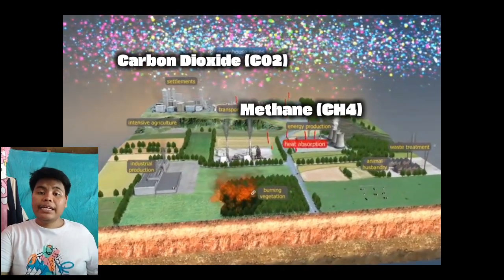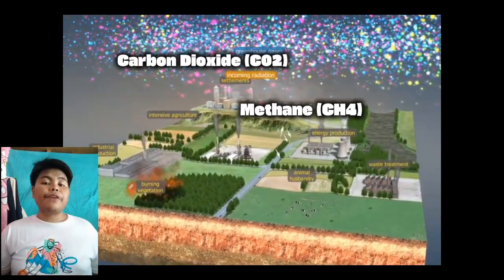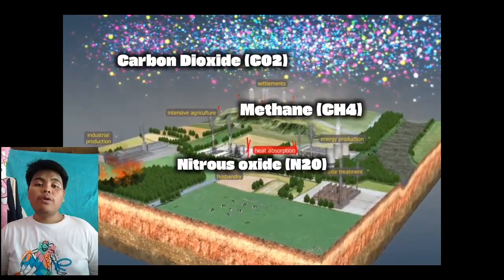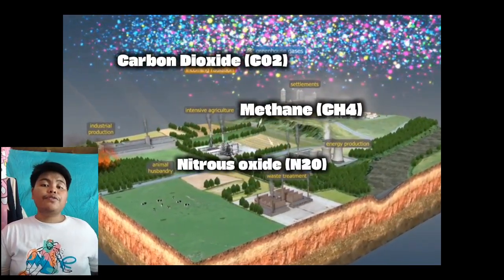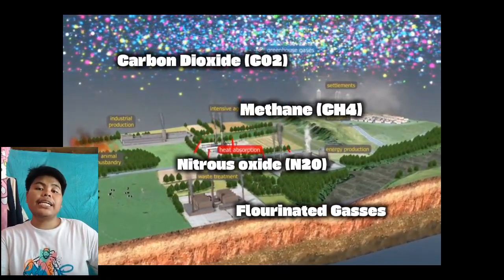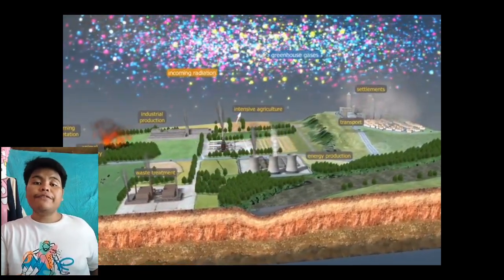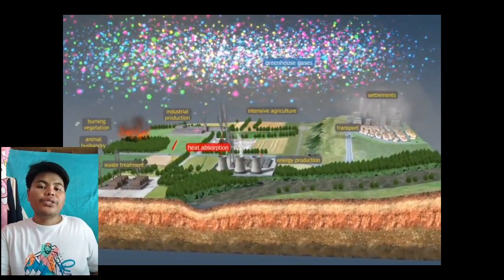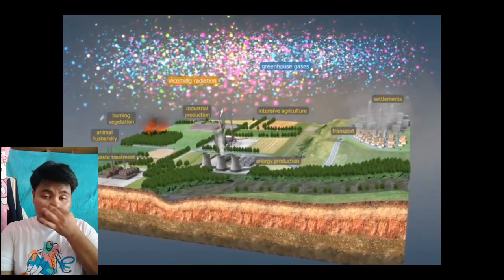Second one is methane, CH4, a potent GHG emitted from fossil fuel production, livestock farming, and organic waste decay. Third one is nitrous oxide, or N2O, released from the agriculture industry and fossil fuel combustion. Fourth one is fluorinated gases such as HFCs, PFCs, and SF6. These are synthetic, potent GHGs used in various industrial applications. Also, water vapor and ozone contribute, but their concentrations are primarily influenced by natural processes.